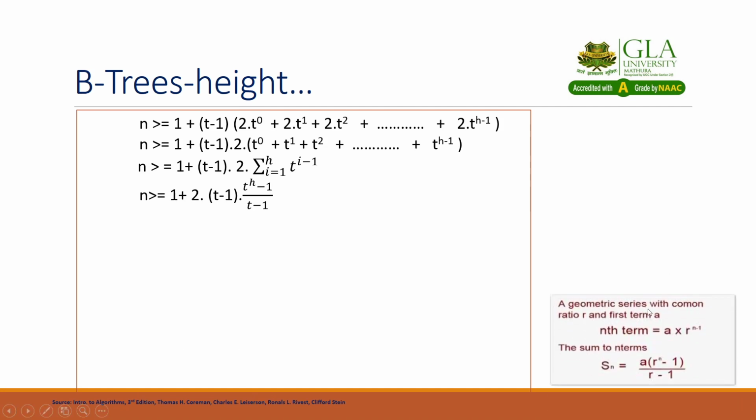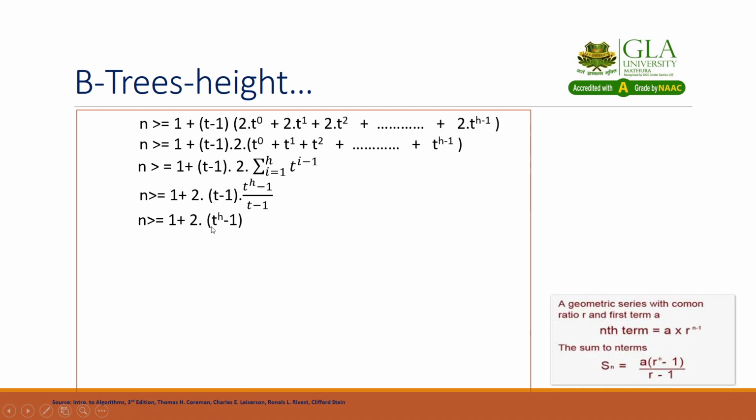If we have a geometric series with common ratio r, the nth term is given by a into r to power n minus 1. So our nth term is t to power h minus 1, and a is 1. And what will be the ratio? If you divide t by 1, then t square by t, we get the ratio t. So in place of a we can put 1, in place of r we can put t, so t to power n minus 1, and here r is also t, so t minus 1. So we can find the summation of this as t to power h minus 1 upon t minus 1, because a is 1, so we have not shown it.